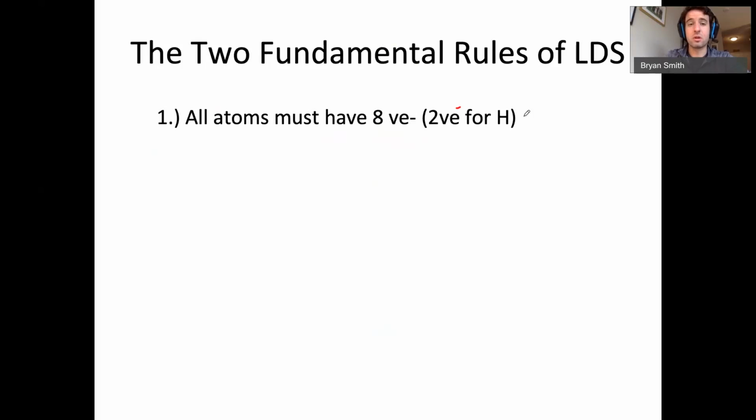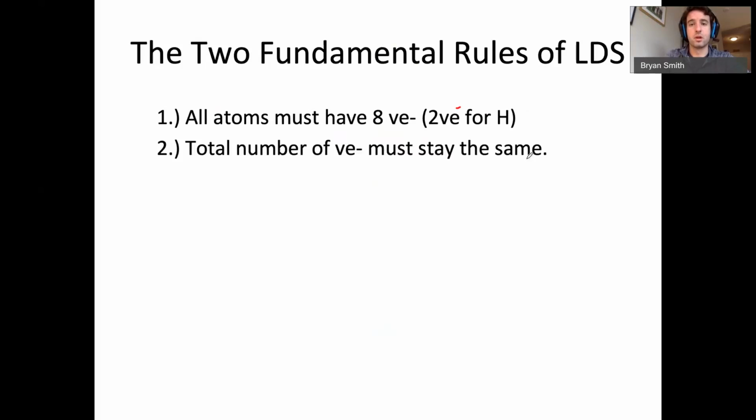The second fundamental rule, then, is that the total number of valence electrons must stay the same. So in the example of NCl3, the total number of electrons was 26. And in the example of water, H2O, the total number of electrons was 8. In both of those cases, I didn't add any extra dots. I didn't take away any extra dots. So you'll notice just by first drawing the dots on every single atom, that's an easy way to make sure that your total number of valence electrons always stays the same.